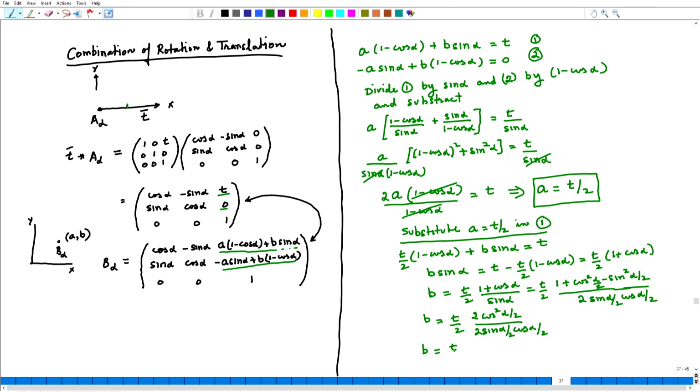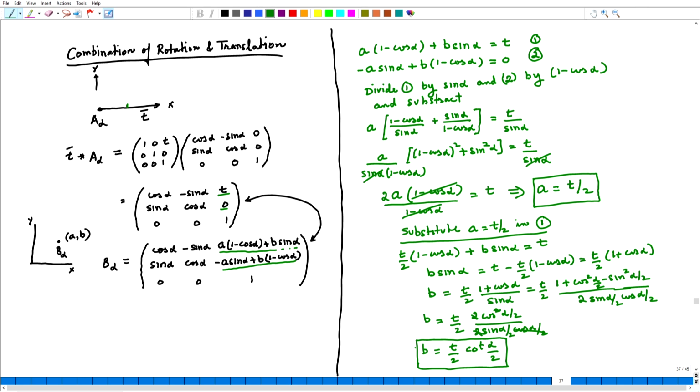So, this will become t by 2, this 2 will cancel, cos will cancel. So, I am left with t by 2 into cos alpha by 2 divided by sin alpha by 2, and that is nothing but t by 2 times cot alpha by 2. So, now I have got both the coordinates a and b.